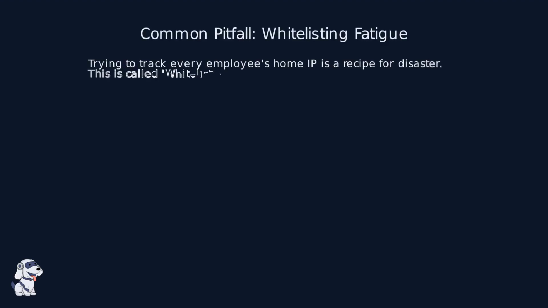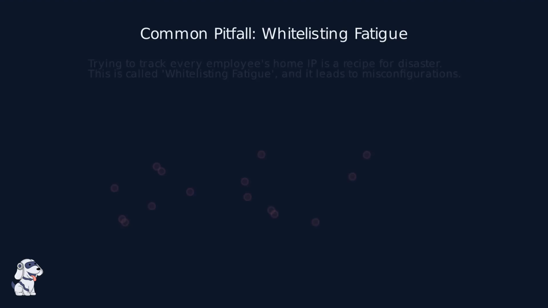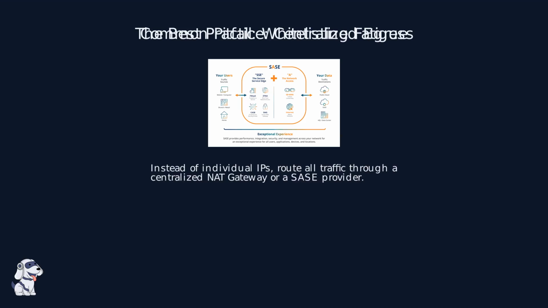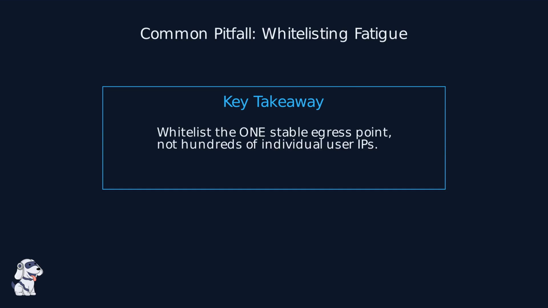One of the biggest mistakes in network security is what we call whitelisting fatigue. When you try to manage hundreds of individual user IPs, it becomes impossible to track. This chaos creates security gaps. The professional approach is to route all corporate traffic through a single, stable egress point. A NAT gateway or a SaaS provider acts as your secure, consolidated gateway, making your policies much easier to manage. Your takeaway today: consolidate your network, whitelist that one stable egress point, and stop fighting the fatigue of individual IP management.